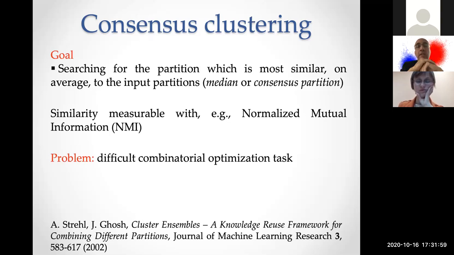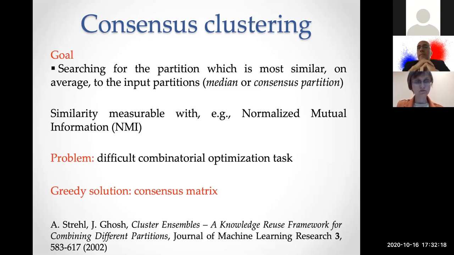However, it is a difficult combinatorial optimization task. The space of partitions grows faster than exponentially with the number of nodes. So it's not obvious how to do this exploration in a precise way. But you can, of course, use approximations.